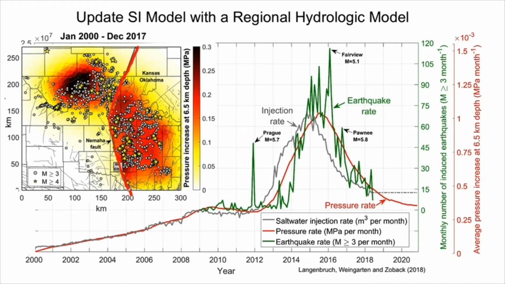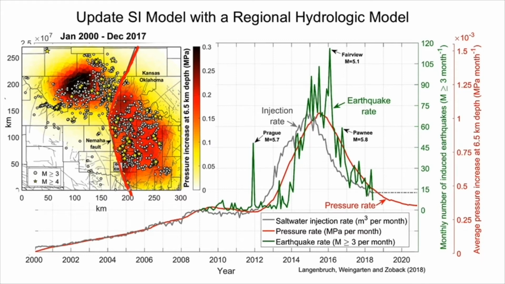And on the left, what you see is a prediction of the seismicity in 2000 based on what had been happening since 2017, and the place in which the pressure is increasing is the places in which the earthquakes are occurring pretty well.